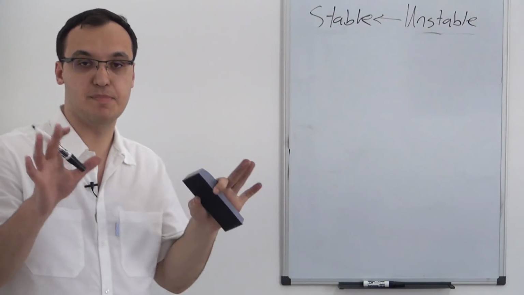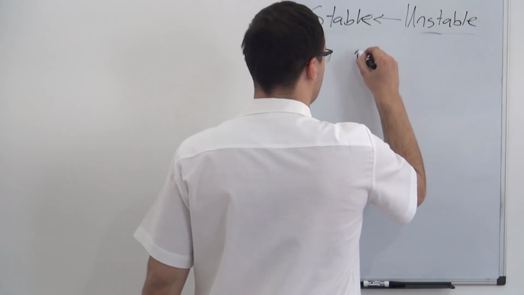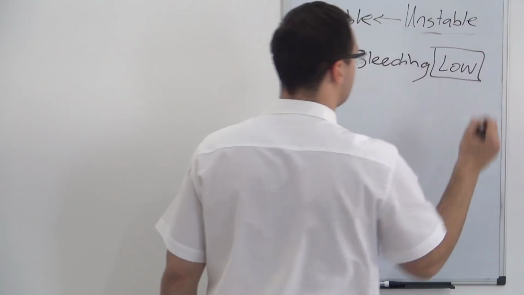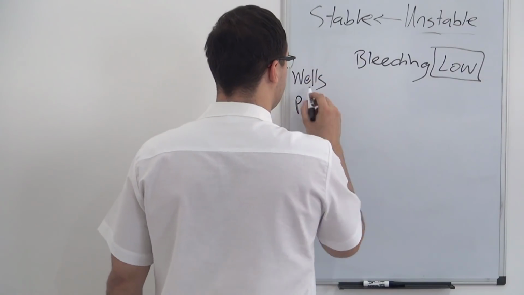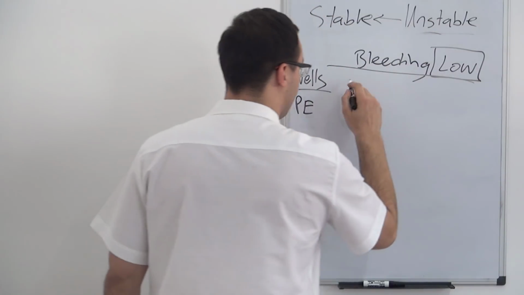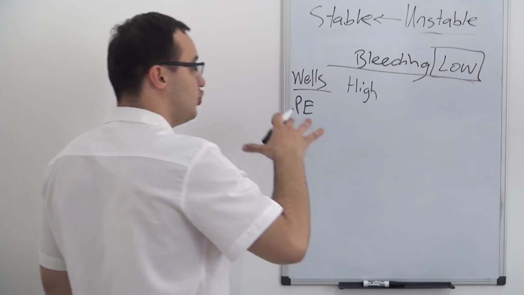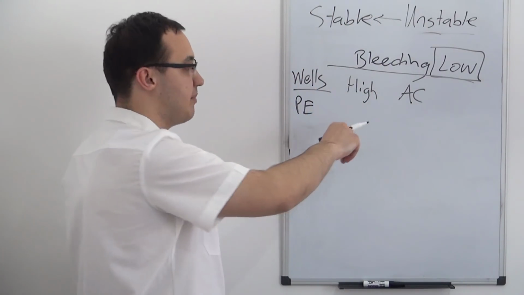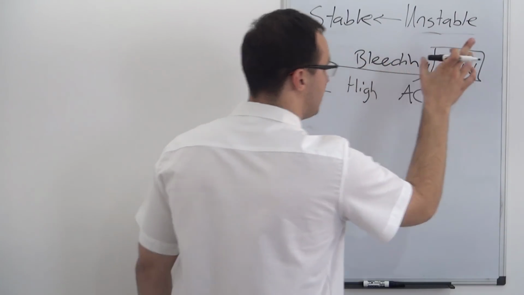So, simple case. Patient comes in, you suspect pulmonary embolism, and the bleeding risk is low in this patient. The pulmonary embolism Wells score, which I discussed in another video, showed that the pulmonary embolism risk is very high. There's a high risk of pulmonary embolism. What do we do then? We anticoagulate. AC is the abbreviation I will use for anticoagulation. We give anticoagulants if the pulmonary embolism risk is high, but the bleeding risk is low.